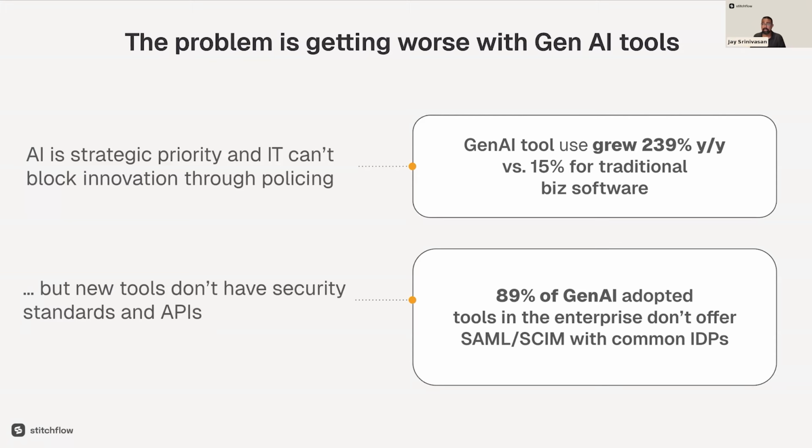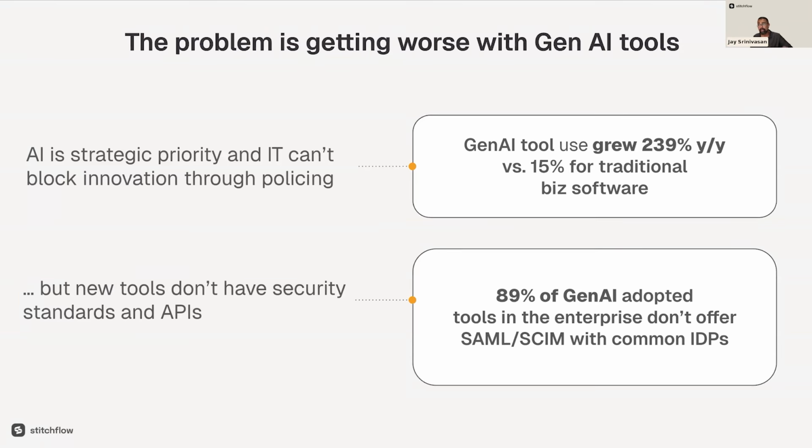And the stat here, over the last year, the use of Gen AI tools grew 239% year on year versus just 15% for traditional business software that wasn't Gen AI. So unprecedented rate of Gen AI tool adoption within companies. The challenge here, though, is that these companies are so new, these tools are so new, they don't have enterprise security standards that work with your IDP.